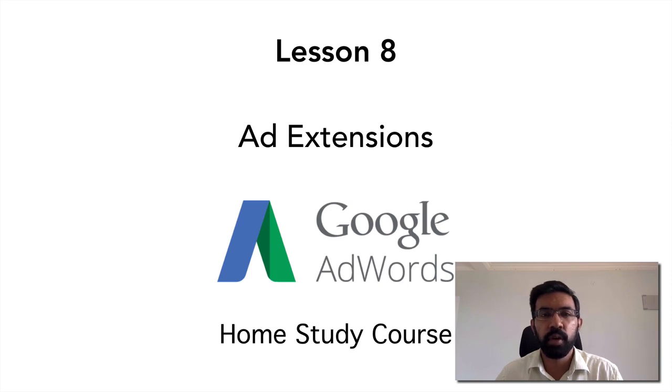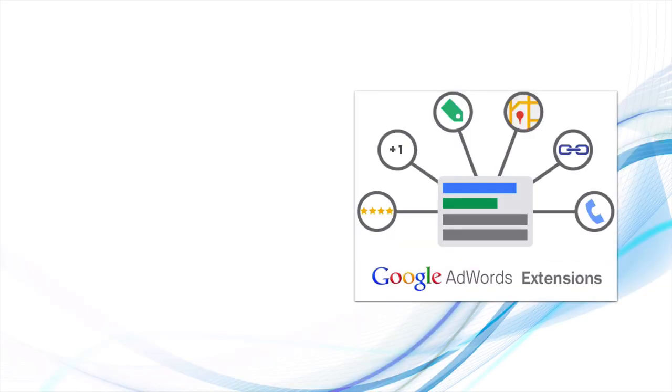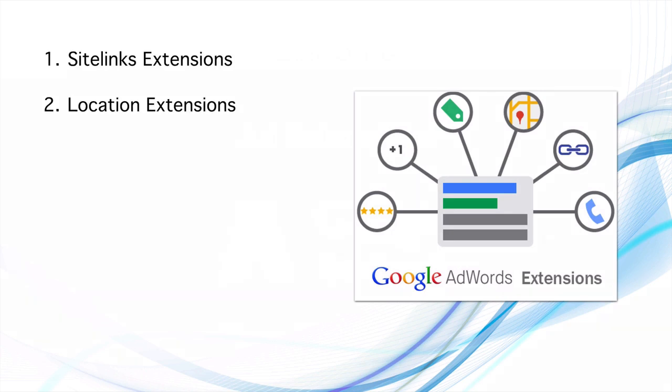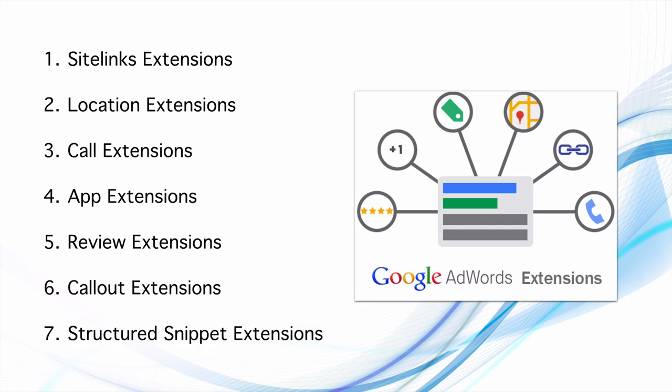In this lesson, we are going to learn about ad extensions. So let's get started. There are 7 types of ad extensions in Google AdWords ads: site links extensions, location extensions, call extensions, app extensions, review extensions, callout extensions, and structured snippet extensions.